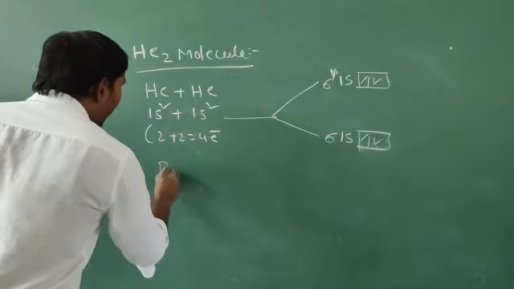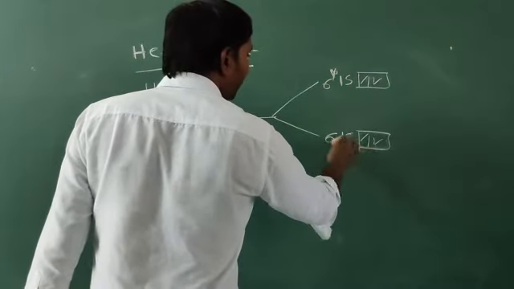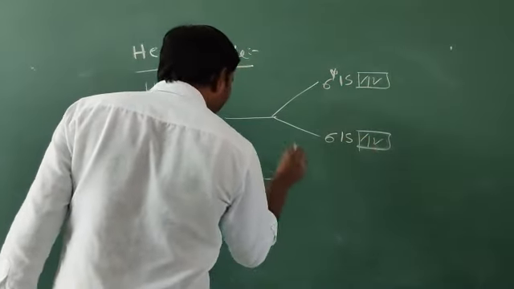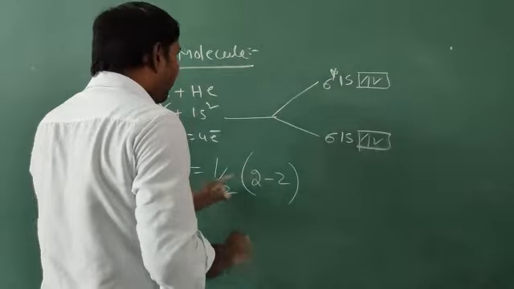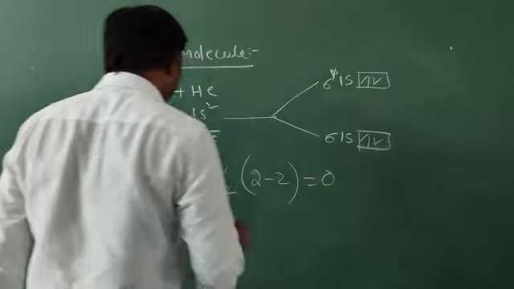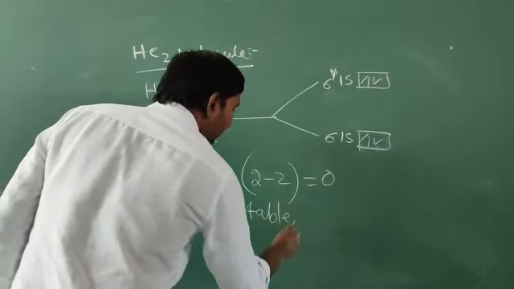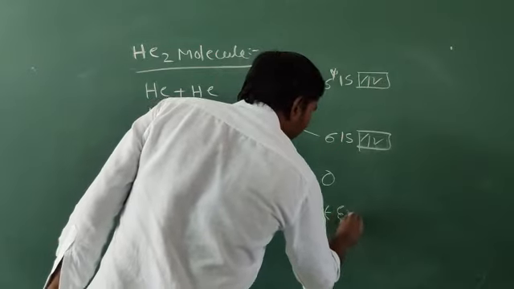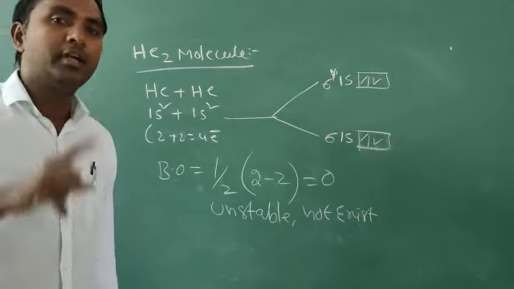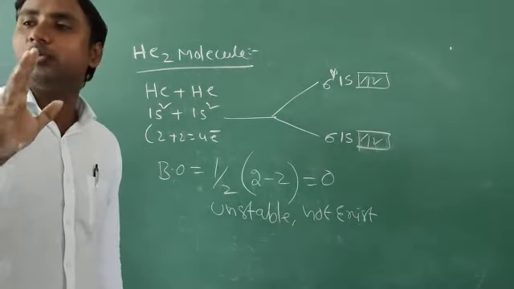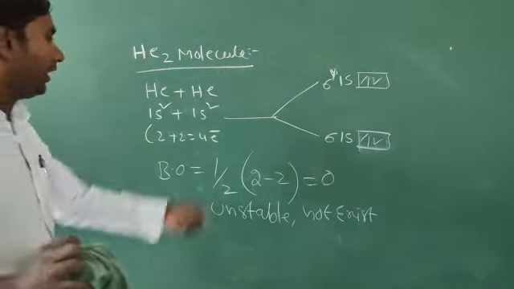Now bond order equals 1 by 2 into the number of bonding electrons 2 minus the number of anti-bonding electrons 2, so half into 0 is 0. That's why helium is unstable and does not exist. Zero or negative values mean unstable, does not exist. Positive integers only are stable and exist. This is about the helium molecule.